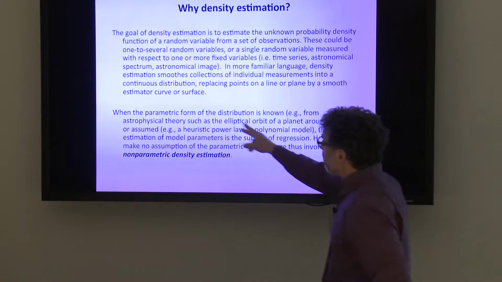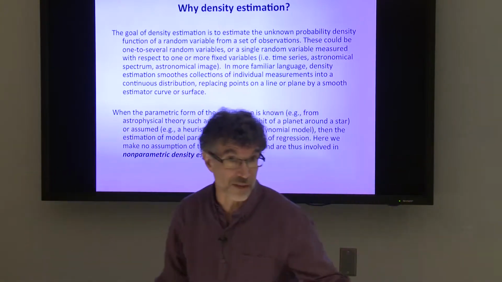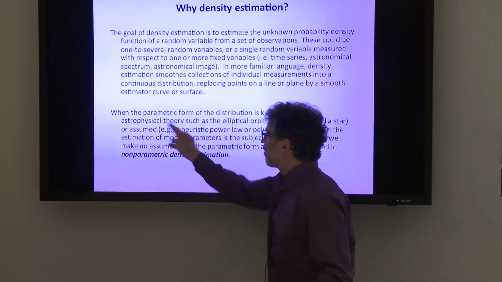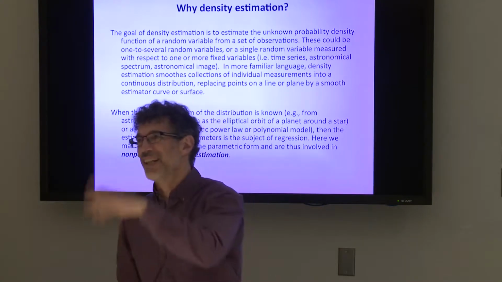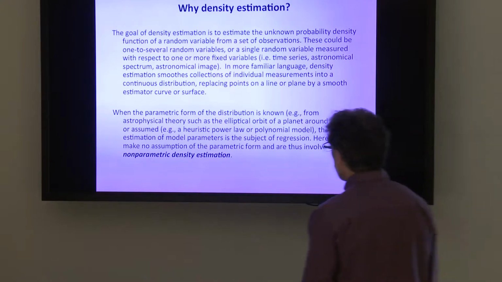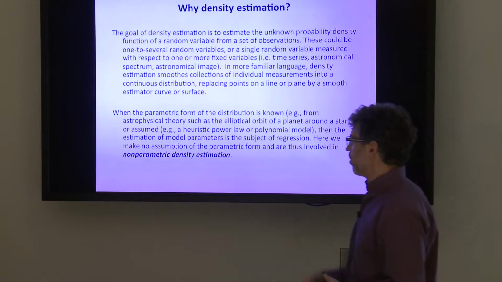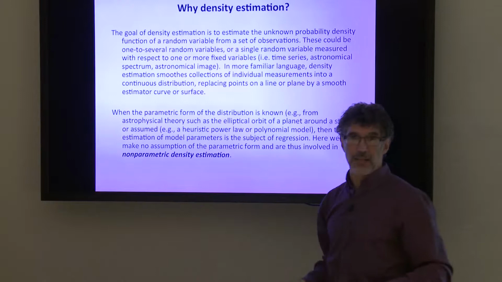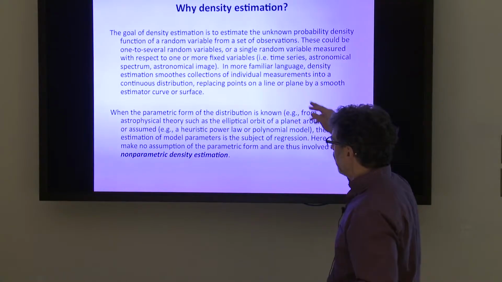Now, when you know the parametric form of the distribution, you know that the distribution has to have a polynomial form. There's a parametric family. Or you know you have some knowledge from astrophysical theory: it has to trace an ellipse because it's a planet around a star. So it could be a heuristic thing like a polynomial, or it could be astrophysical like an ellipse or something more complicated. Then we don't call it density estimation. Then the derivation of that smooth curve is called regression.